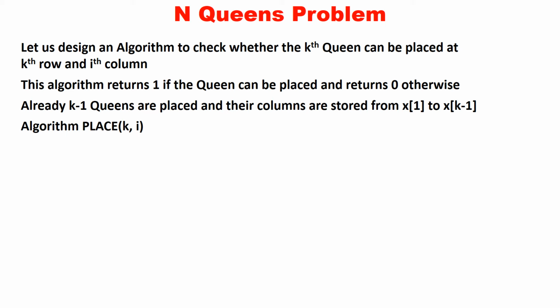We will name the algorithm as Place(k, i), whether a queen can be placed at the kth row and ith column. That's what the algorithm is checking.